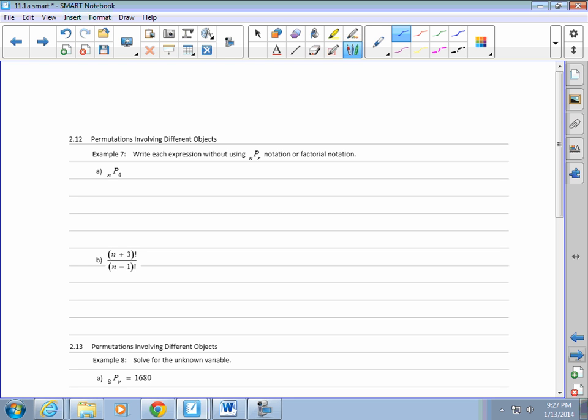Okay, the next one says we're going to take nP4 and expand it, the same way as we did in the other example here, without writing it out, just leaving it either in factorial or in the permutation formula.